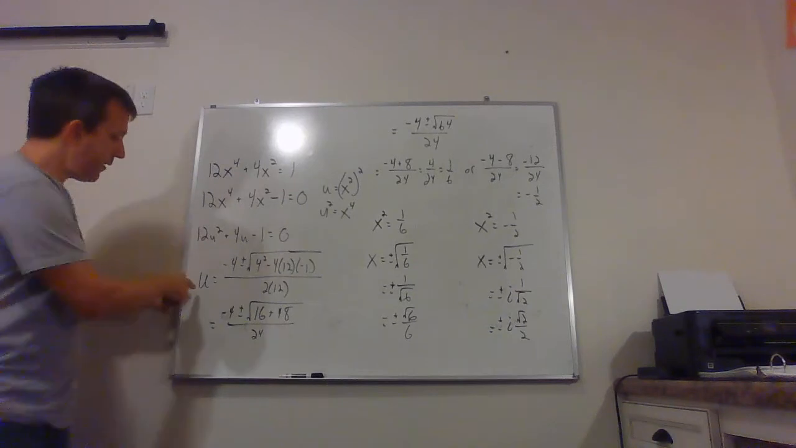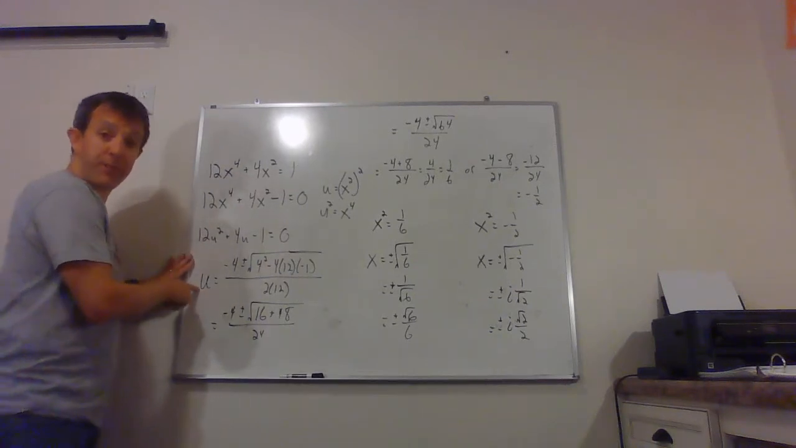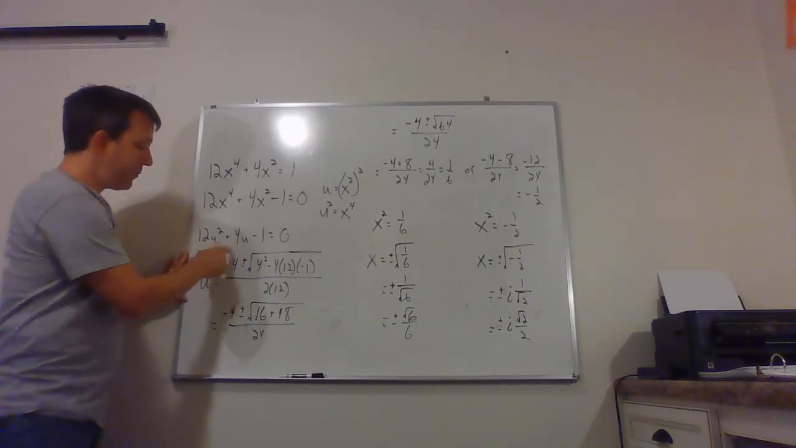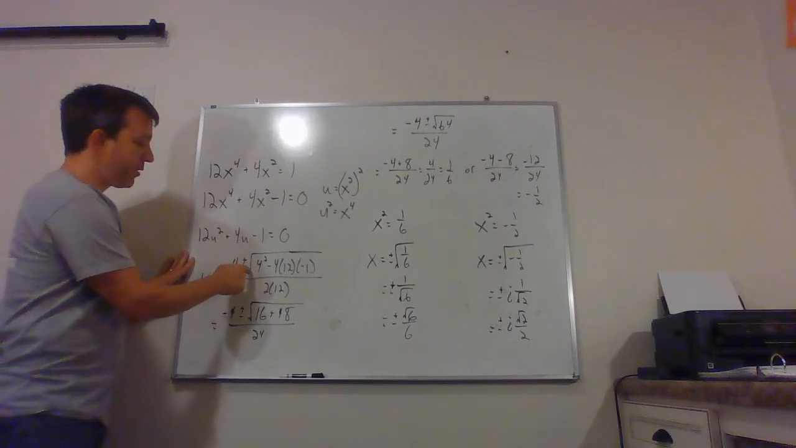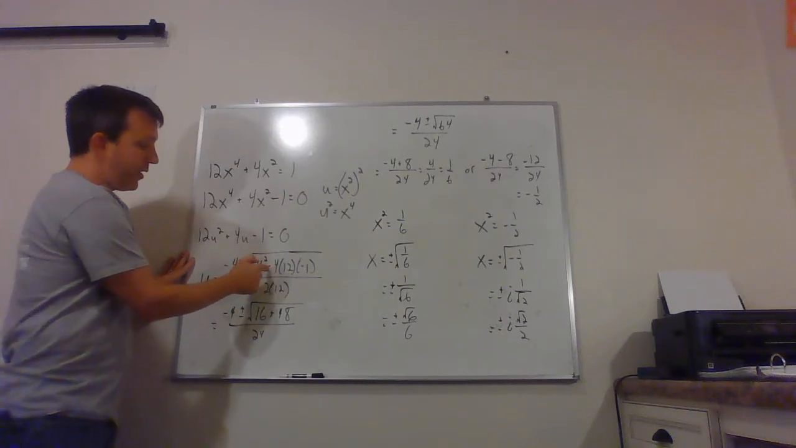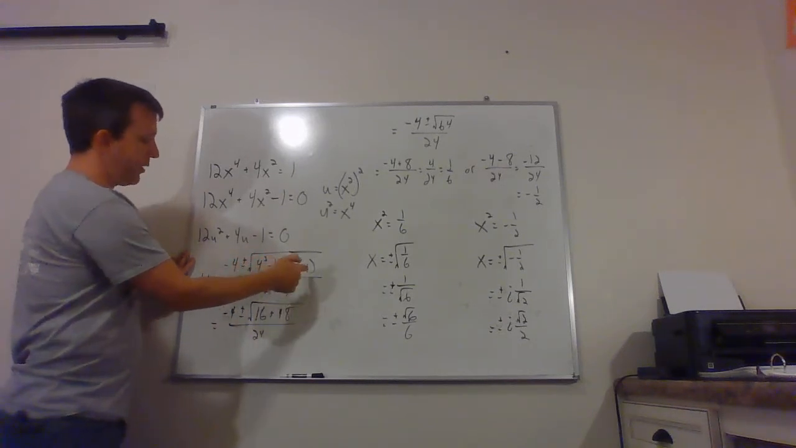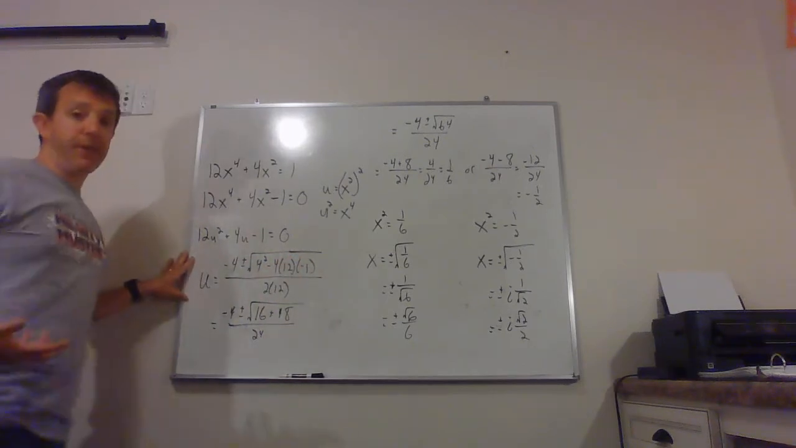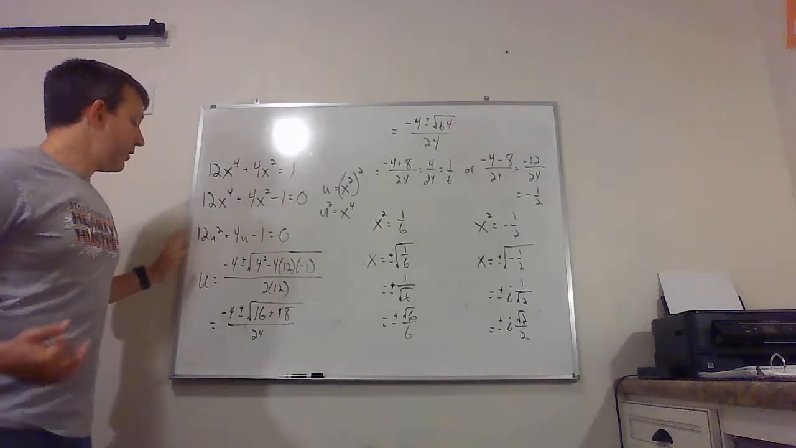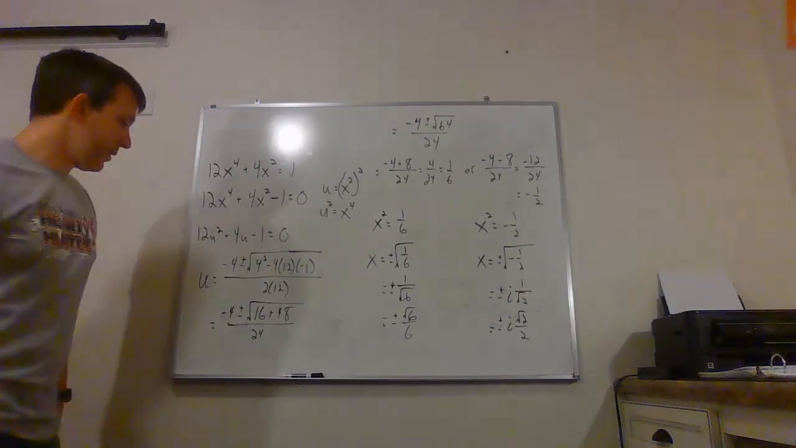And so you can see I have u, not x, we're working with u here, is equal to the opposite of b, -4, plus or minus square root of b squared, 4 squared, minus 4 times a, which is 12, times c, which is -1. Again, be very careful of those negative signs. You don't want them to bite you and cause a problem.